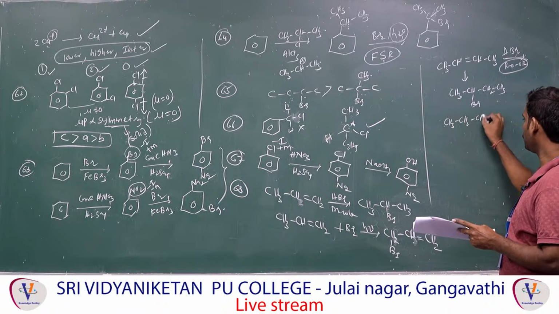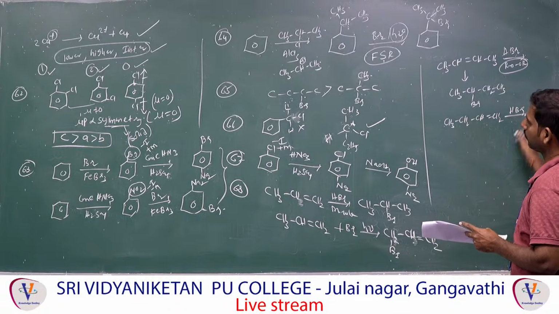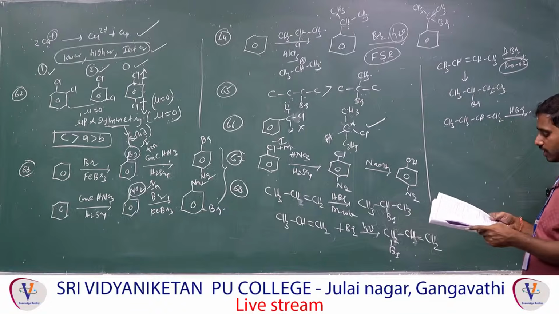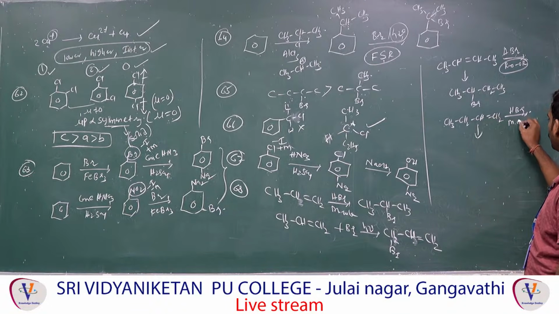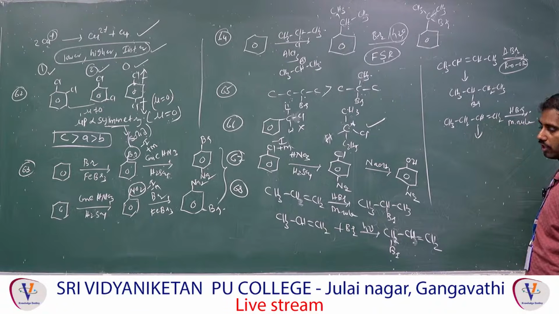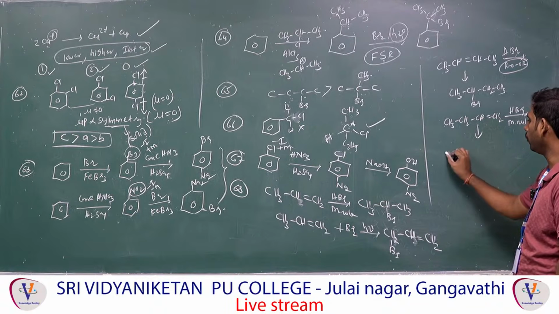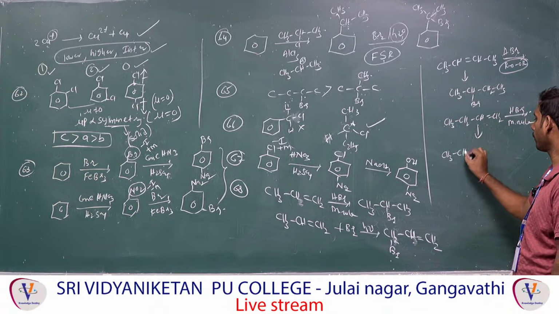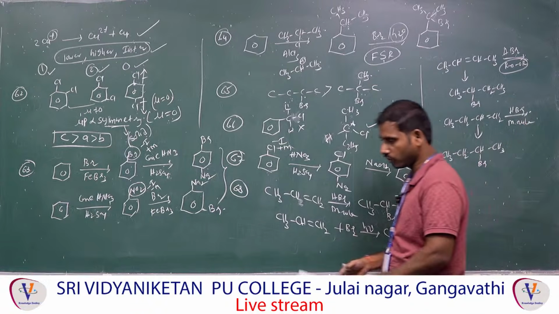CH3, CH2, CH double bond CH2 with HBr. With HBr, what do you have to follow? This is called an unsymmetrical alkene. It follows Markovnikov rule. When the condition is there, anti-Markovnikov rule. Without the condition, Markovnikov rule. Here Br. That's all.